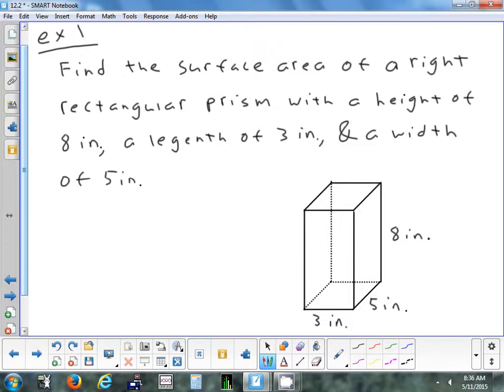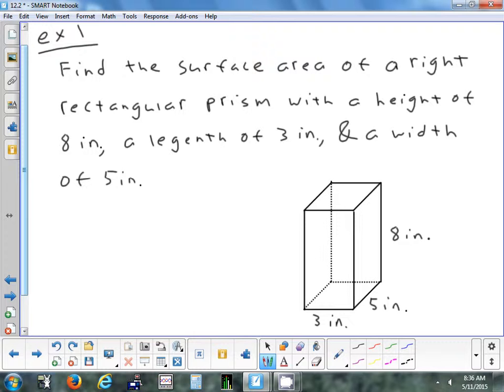Okay, let's pretend that the way it's standing, it's on its base. So the top is a base, the bottom is a base. What shape are my bases here? Don't go by how they look, make sure you look at the numbers. Okay, the bases here are rectangles.